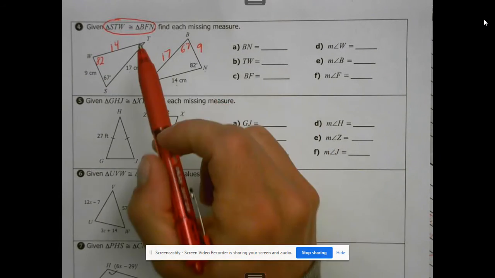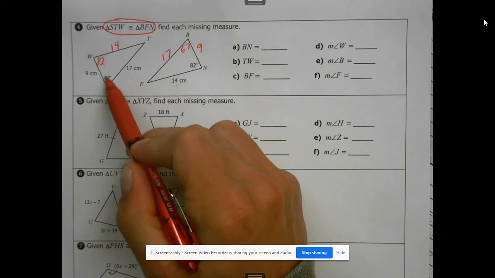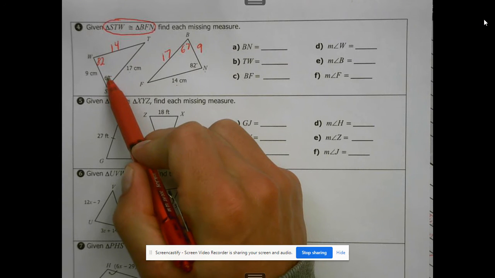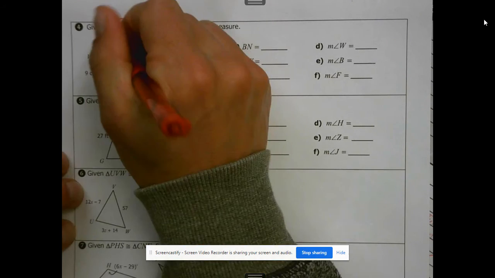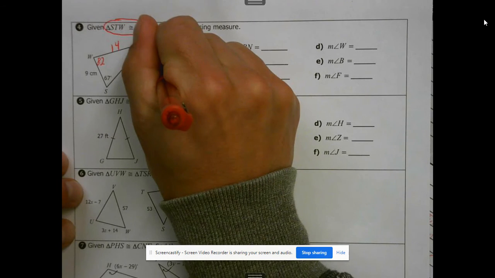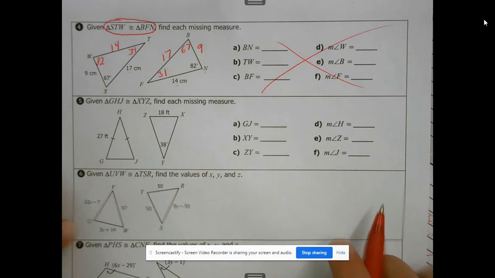And it just has one missing angle. Remember, all angles inside of a triangle have to add up to 180. So if I add these two up, subtract from 180, that leaves me with 31 degrees. So if T is 31, F is also 31. And we just filled in all the stuff.